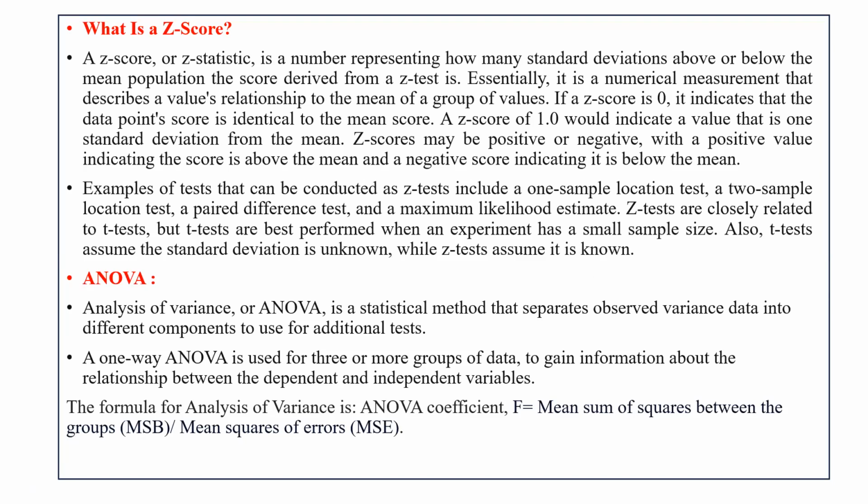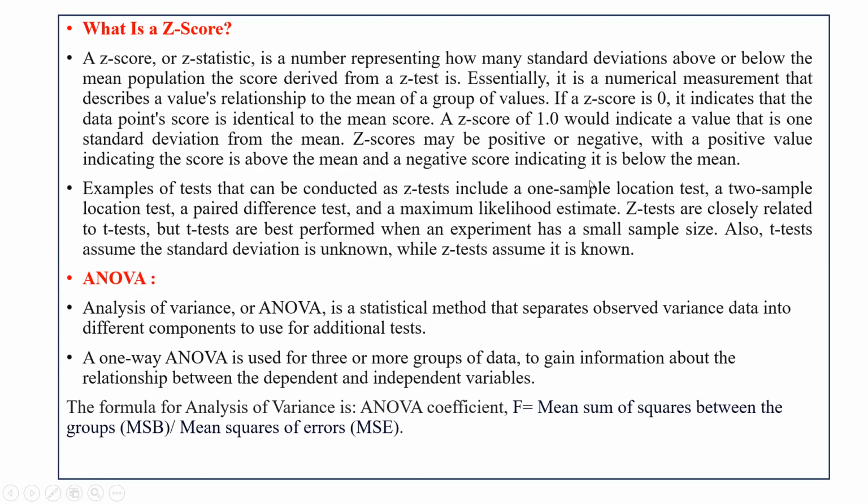So what is Z-score? The Z-score or Z-statistic is the number which represents how many standard deviations above or below the population mean the score derived from a Z-test is. So if the Z-score is 0, it indicates that the data point score is identical to the mean score. A Z-score of 1 indicates a value that is 1 standard deviation from the mean. Z-score may be positive or negative: a positive value indicates the score is above the mean, and a negative score indicates that it is below the mean.